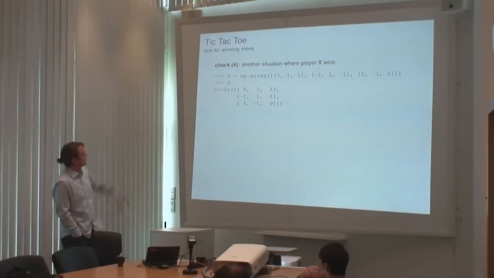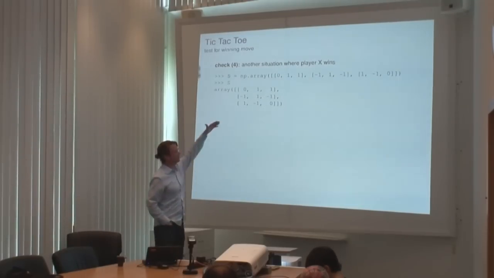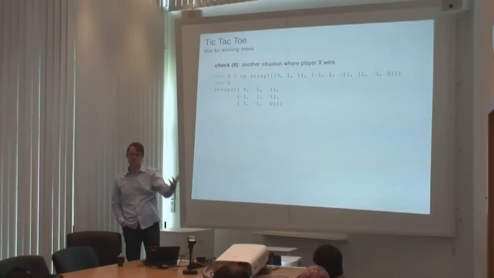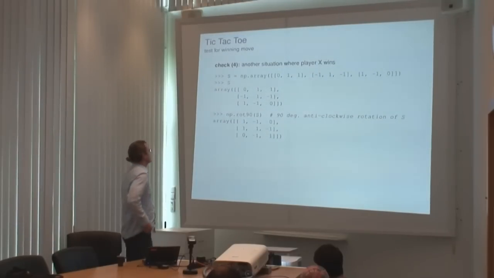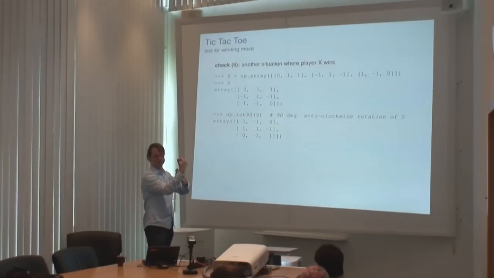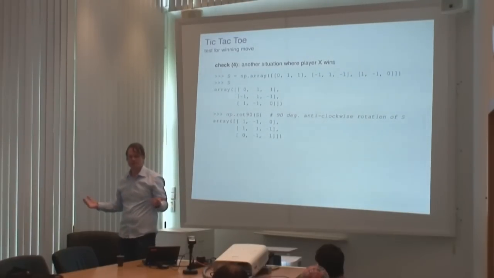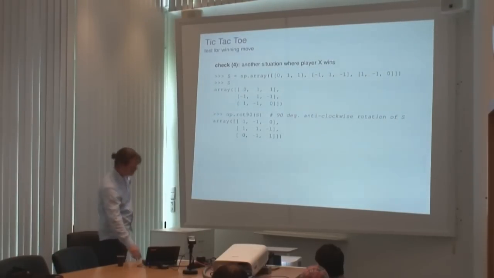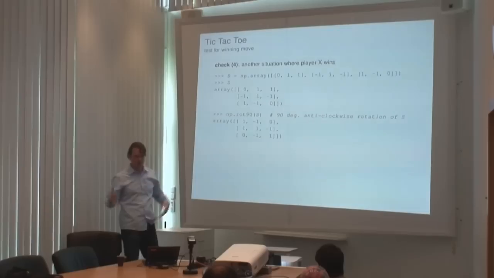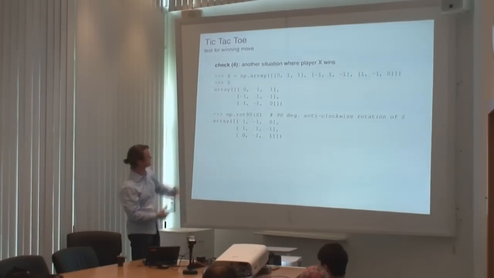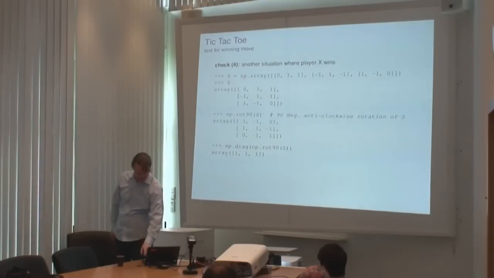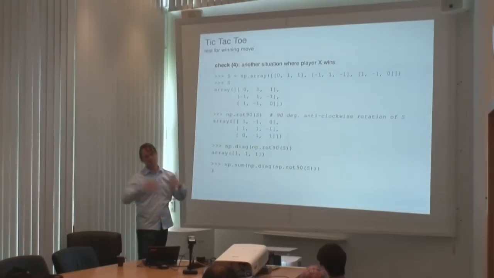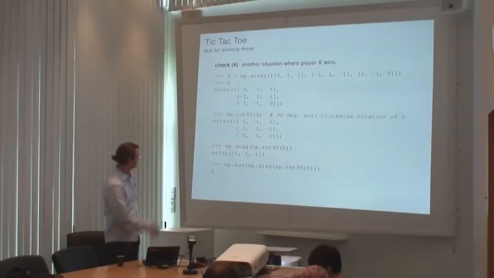Here is a situation where player cross wins because the anti-diagonal contains all ones. So this is another way a player can win. How would we realize that this is a winning situation? Now, we may rotate the matrix by 90 degrees. And then the antidiagonal becomes the diagonal, right? Once it is the diagonal, we are faced with the situation we just discussed. So if I apply this rotation by 90 degrees, which also comes with NumPy, this is beautiful, the antidiagonal is now the diagonal. We can pull it out. It gives us 3 ones. We can sum all the entries in this thing. It gives us a 3. We will multiply it by the player number, and we would realize that this is a winning situation.